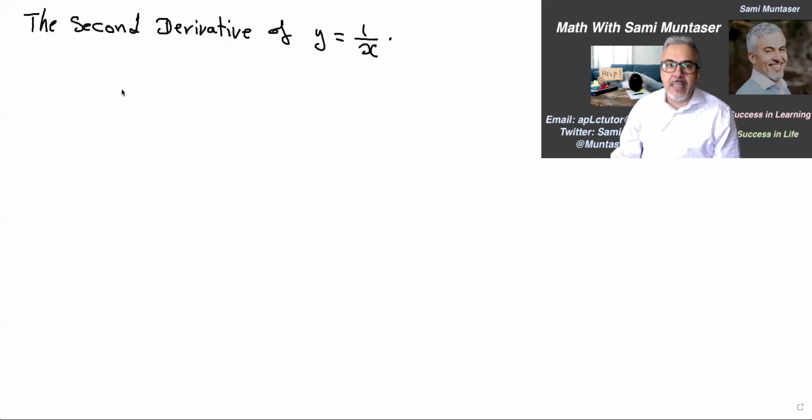Hi everyone, as I promised, first year calculus, more derivatives and integration. So let's find the second derivative of y equals 1 over x.